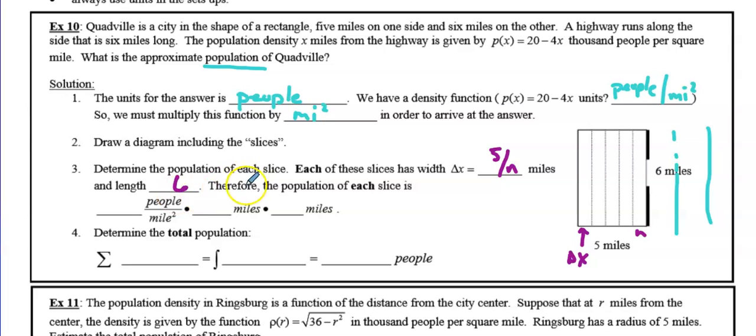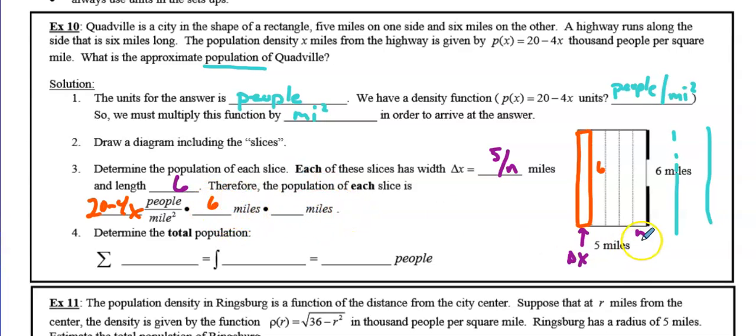My population of each slice is going to be the people per mile squared. That's our density function that you will always be given, so this is going to be 20 minus 4x. We're going to multiply that by the area. In work that we talked about before, it was all about volume, the weight times the volume of our cross section. Well, one of our slices is simply a rectangle, and we want the area of it. No matter which rectangle we choose, this length is always going to be 6, so I can substitute in 6 here.